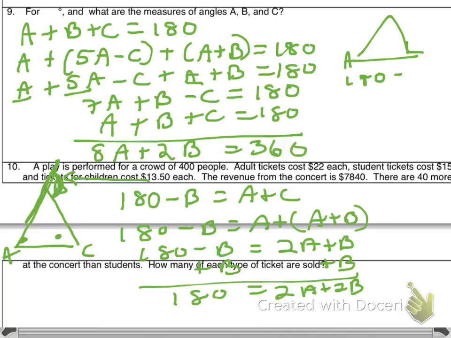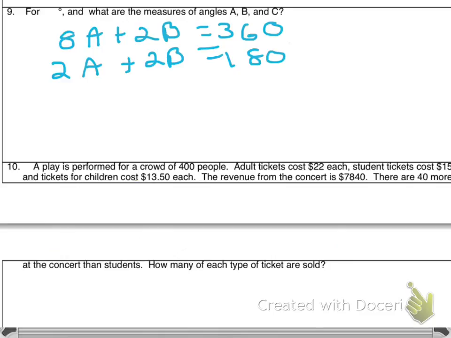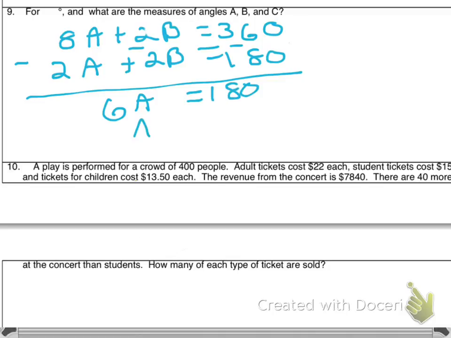Now that's a lot of geometry. So I'm going to erase this, and now we're down to this equation and that equation. I wrote down those two equations, and what do I notice? That I have 2B and 2B, so I am just going to multiply the bottom by -1. And when I do that, I get 6A is equal to 180, A is equal to 30.